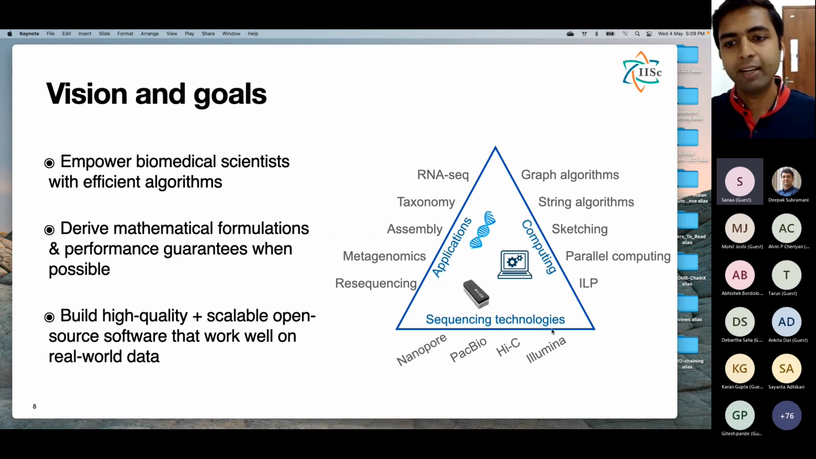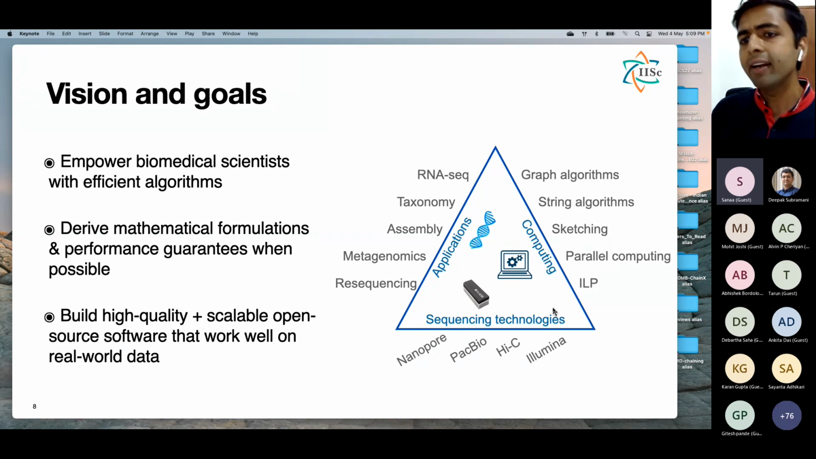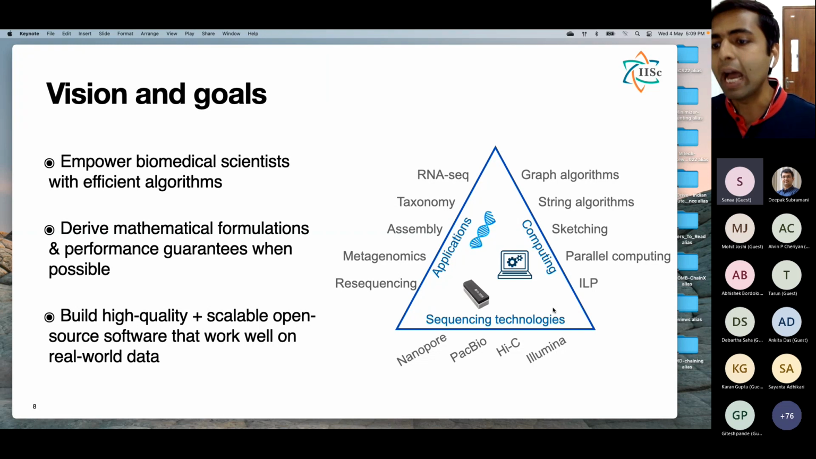So there are various sequencing technologies available with different characteristics. There are many applications in this domain that we want to address. On the computing side, we want to employ different categories of techniques. For example, we want to develop new graph algorithms, string algorithms, sketching techniques, parallel computing techniques, integer linear programming. These are some of the standard computer science techniques which we want to adapt to the domain and address some of the domain specific challenges.